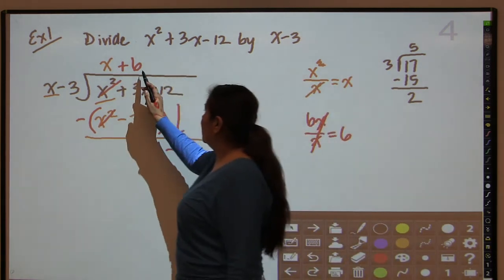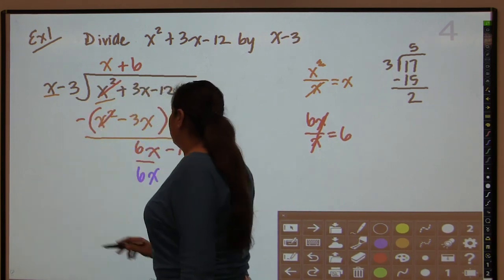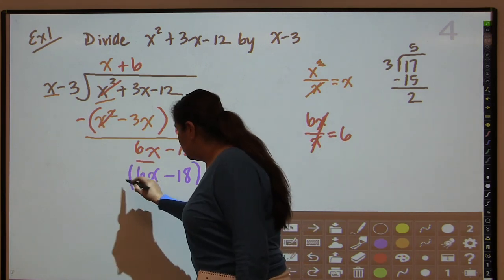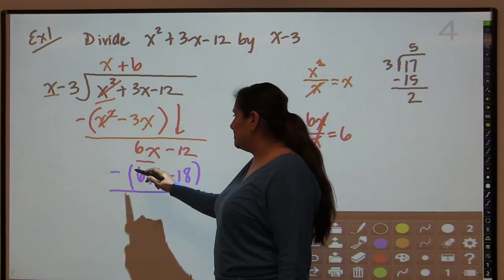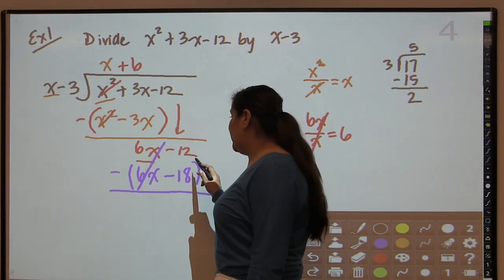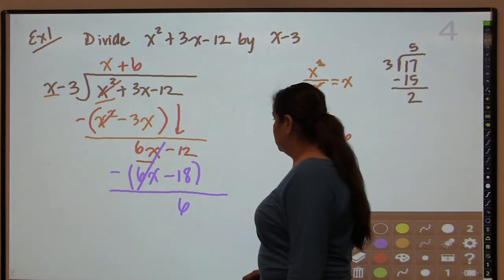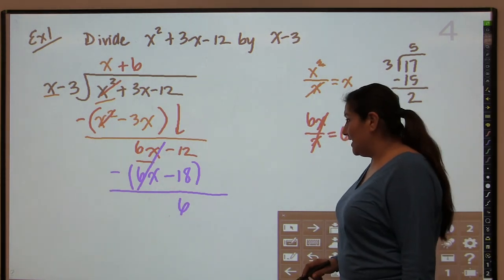We're going to take 6 times x is 6x. 6 times negative 3 is negative 18. And of course, don't forget, we're going to subtract that expression. And 6x minus 6x cancels. Negative 12 minus a negative 18 is negative 12 plus 18, which is in fact 6. Correct? Negative 12 plus 18 is 6.